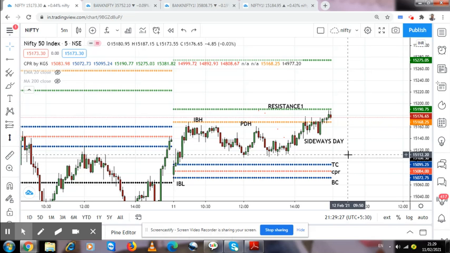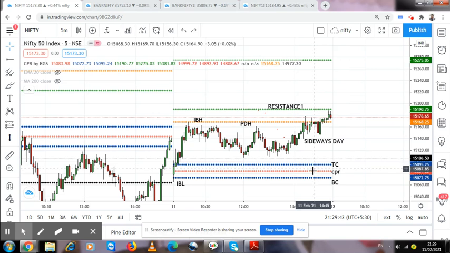In this video, usually what I do is try to explain the movement of Nifty and Bank Nifty through price action and mainly through floor pivots. That is called central pivot range. So here you can see these three lines is a central pivot range. The top one we call TC, that is top central pivot, and the bottom one is BC, bottom central pivot, and the middle one is CPR, central pivot range.